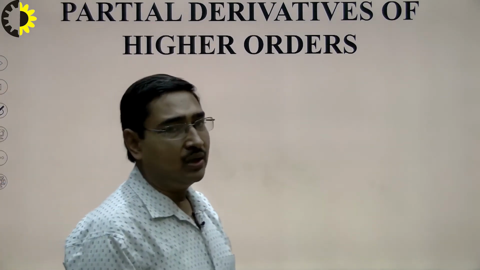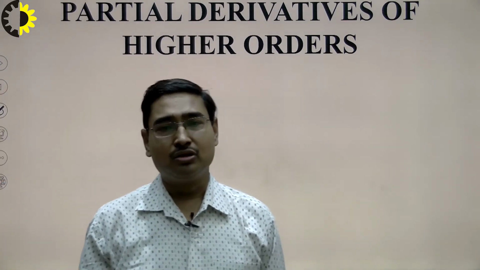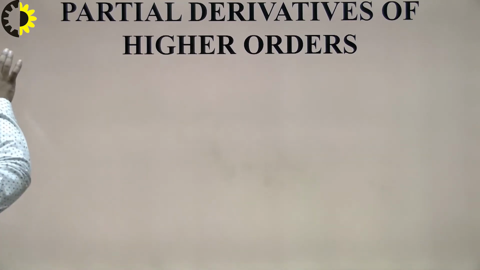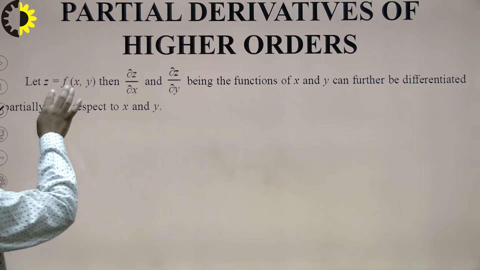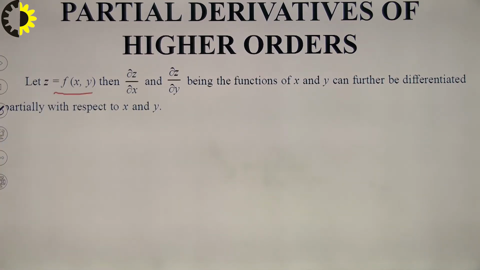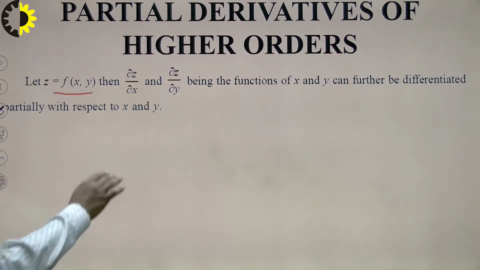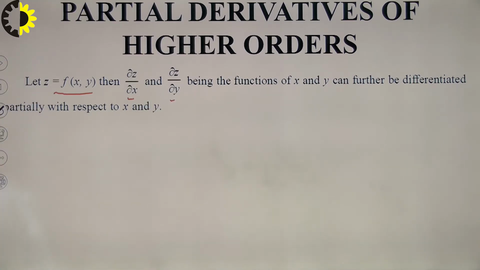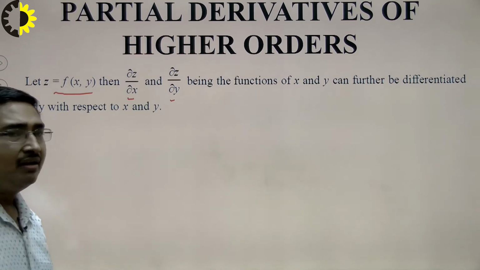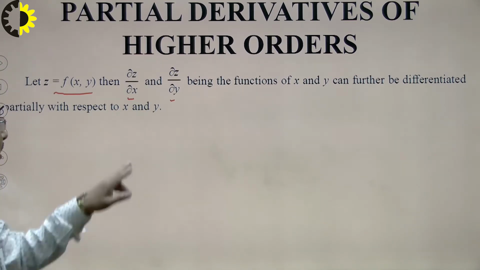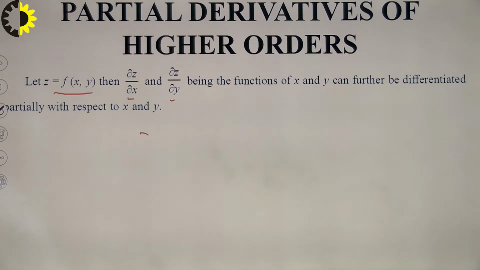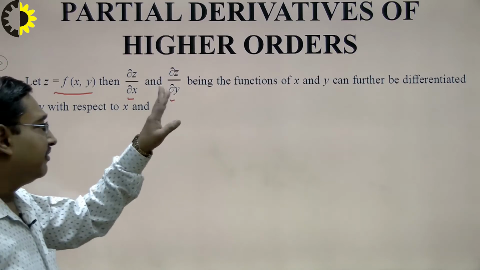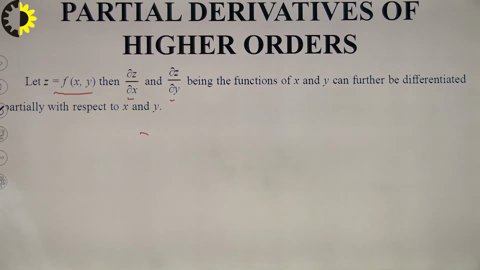Now we can calculate higher order partial derivatives also, because if suppose z is a function of x and y, then del z upon del x and del z upon del y, in general both of these will again be functions of x and y. When they are again functions of x and y, then we can differentiate these once again with respect to x or with respect to y.